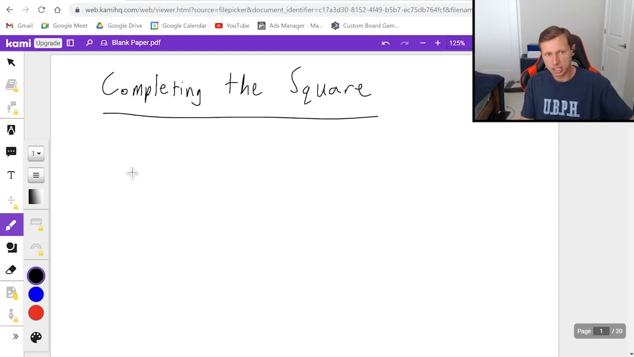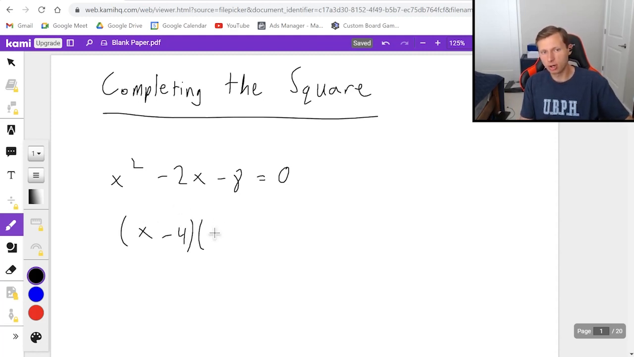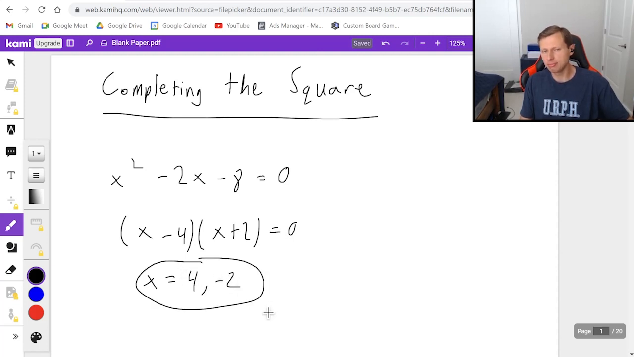So let's start with a simple example. X squared minus 2x minus 8 equals 0. First of all, if you want to factor this the normal way, you already know the answer is going to be x minus 4 times x plus 2 equals 0. And then you would just put the opposites of the two factors, so x equals 4 and negative 2. So how fast did we get that? Like less than 30 seconds probably, if you know what you're doing.